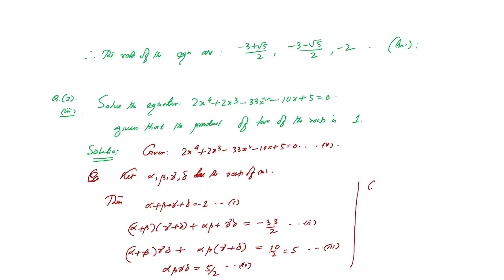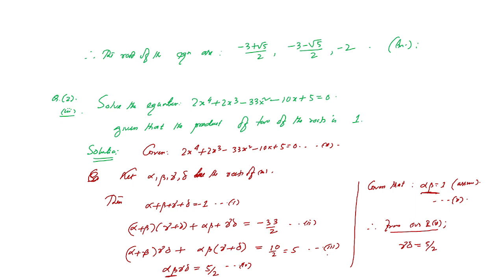And given that the product of two of the roots is 1, so we take here alpha beta equals 1. You can take beta gamma equals 1 as you wish, but here we take alpha beta equals 1. So this is equation number 5. Therefore from 4 and 5, that means from the last two equations, put the value of alpha beta equals 1 here. So what will be your gamma delta? Gamma delta will be 5 by 2.